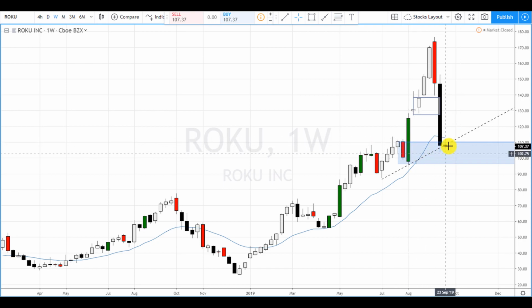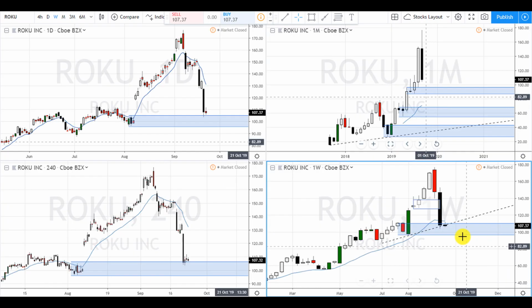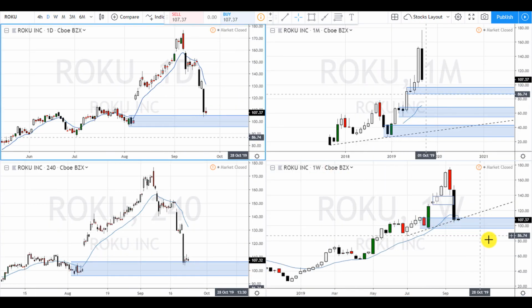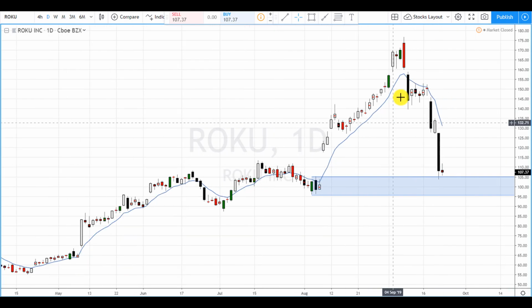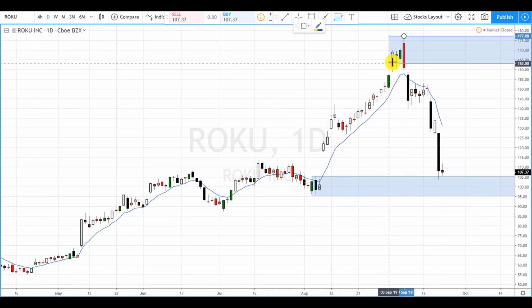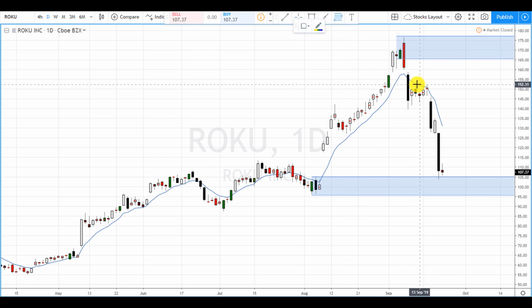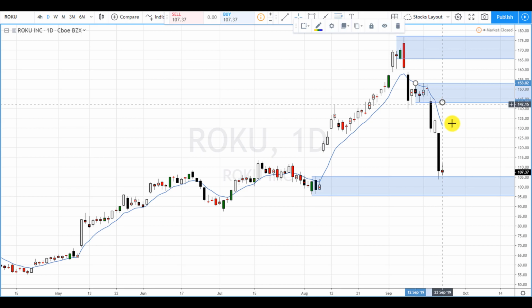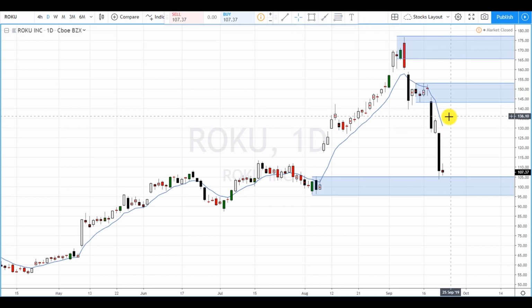So price has come down into this area of demand on the weekly. It's pretty strong. Still an uptrend. Monthly is in an uptrend, so this is a good area to look for buys. On the daily, we have supply being created up here. There's just a tremendous amount of selling pressure because, I don't know, because of Comcast or some news. I don't care about the news. We don't trade off the news. We trade off of what we see on the charts.